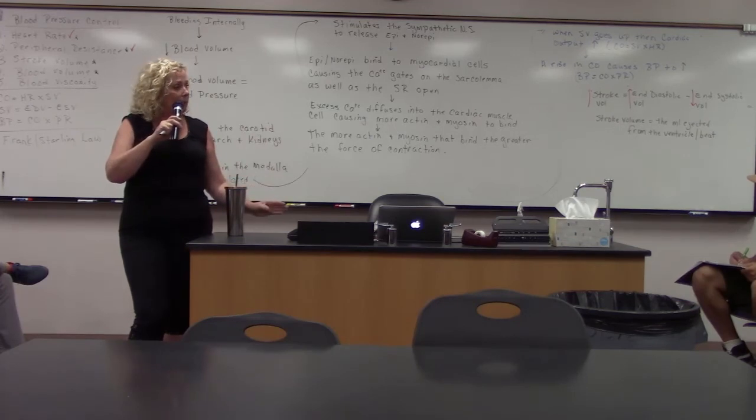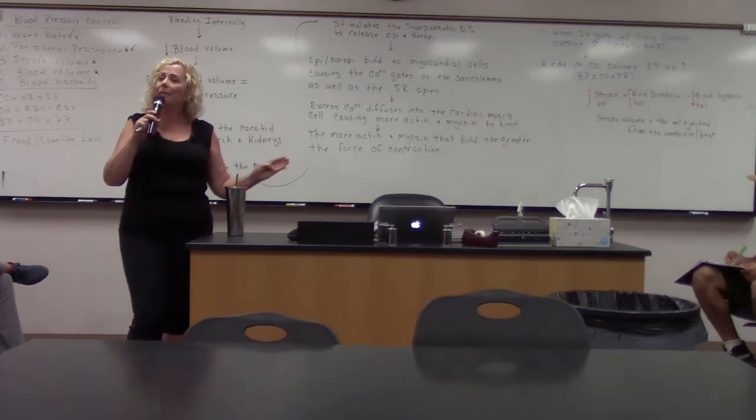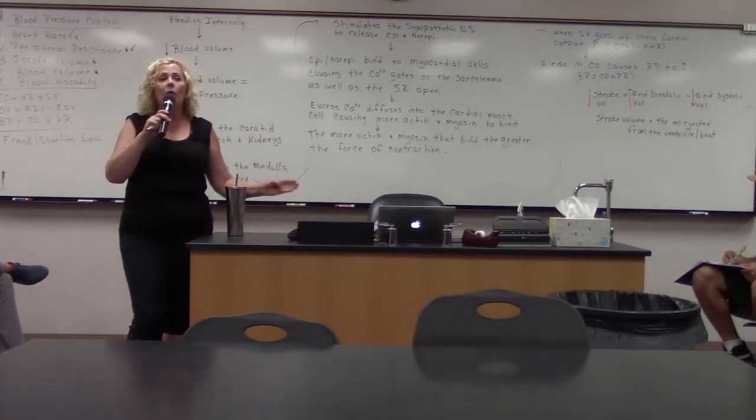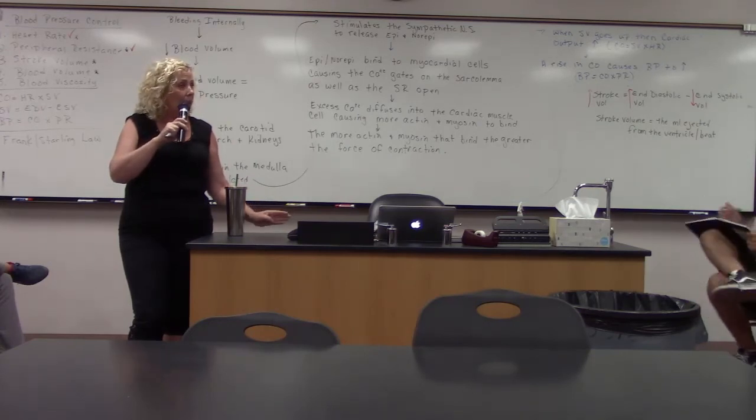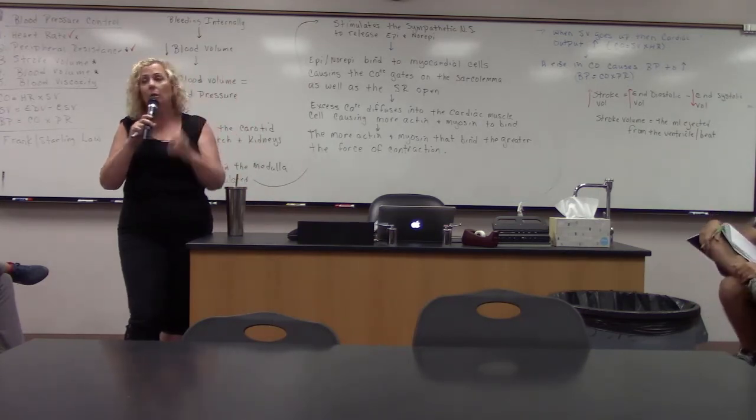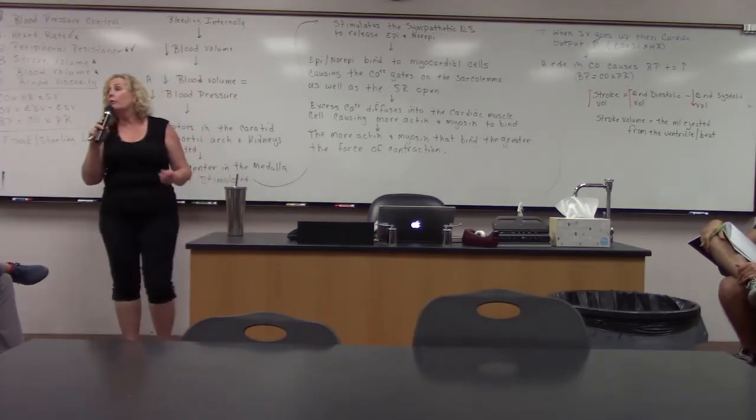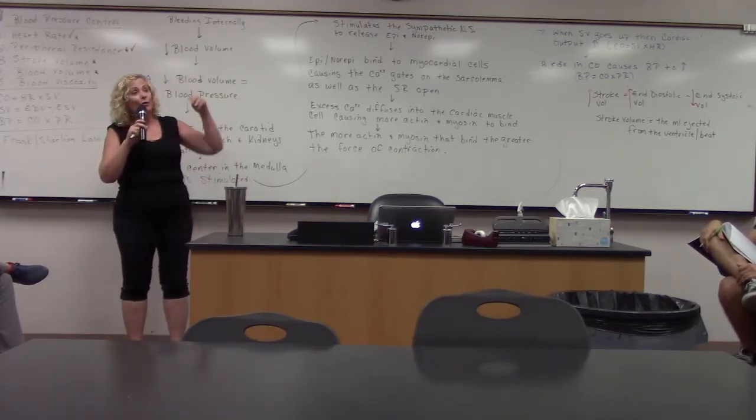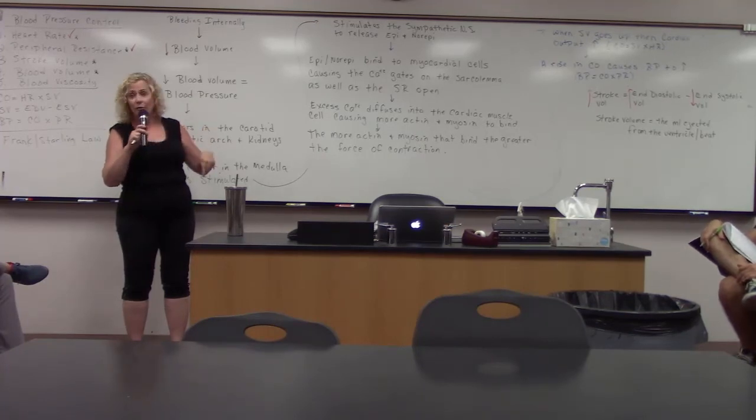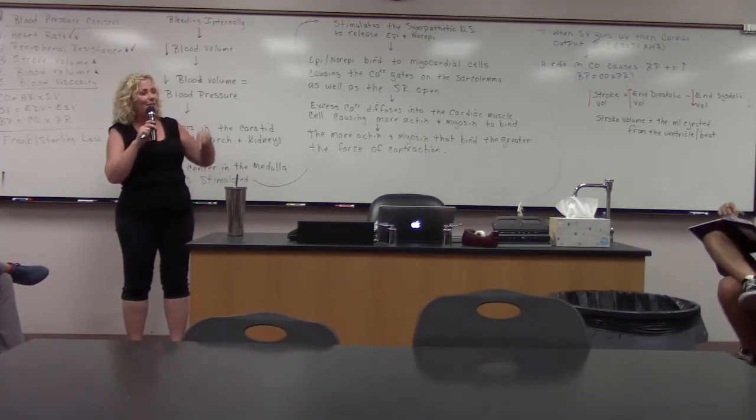The more calcium in the cell, the more actin and myosin bind. The more actin and myosin bind, the greater the force of contraction. The greater the force of contraction, there's going to be less blood left over in the ventricle. So end systolic volume will decrease.